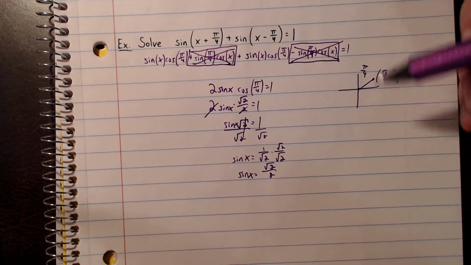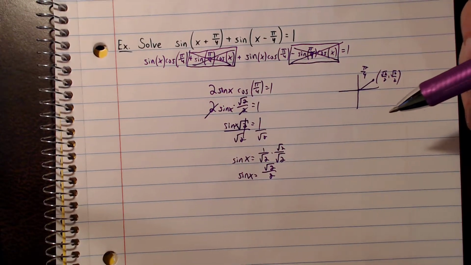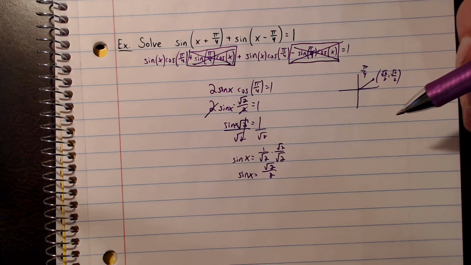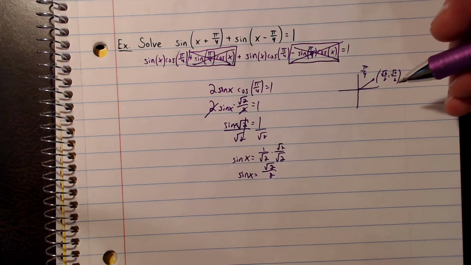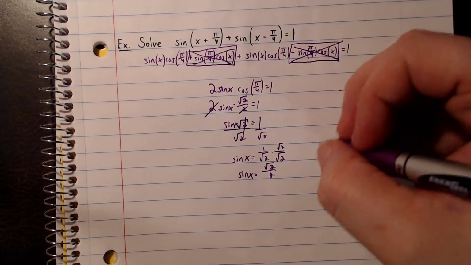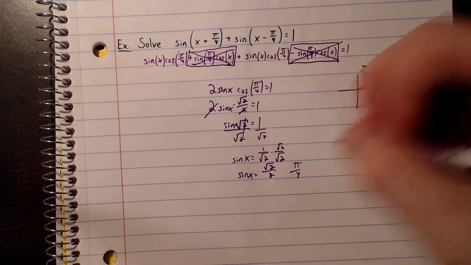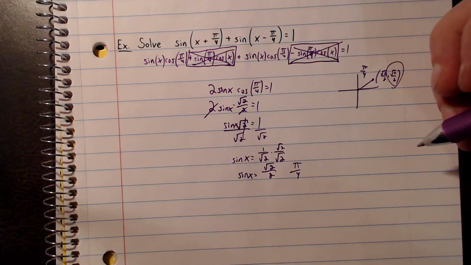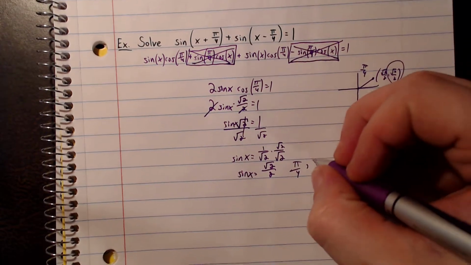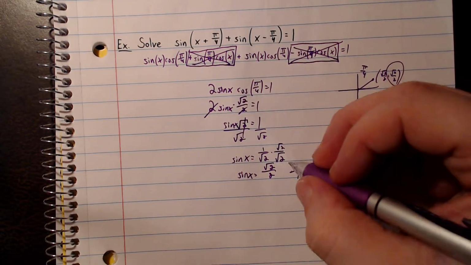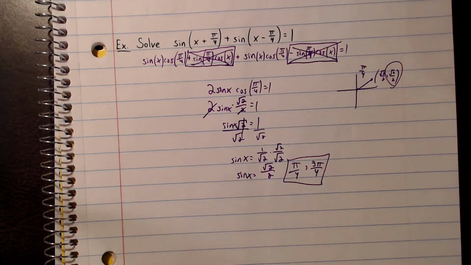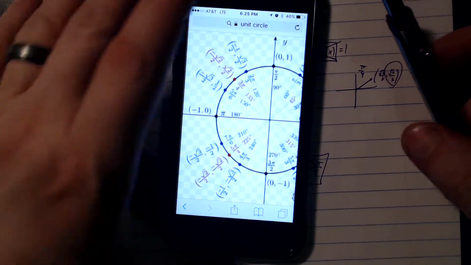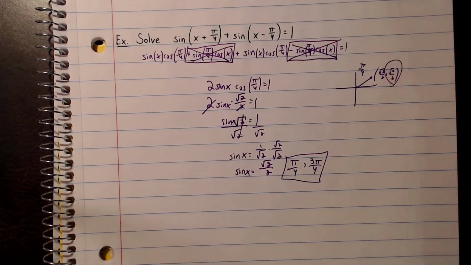Oh, okay, so now we got to look back at our unit circle and figure out where sine, which is y, is root 2 over 2. Well, looking at this, I see pi over 4 is one of them, right? That one we saw. And the other one where we get positive root 2 over 2 is 3 pi over 4. Okay, all right. Positive root 2 over 2, 3 pi over 4. So those are the two solutions.